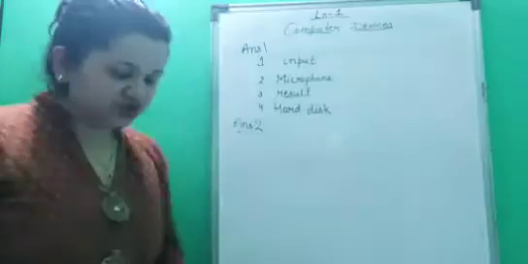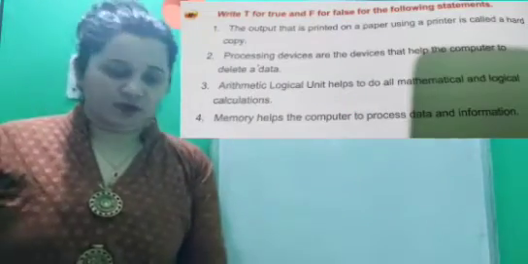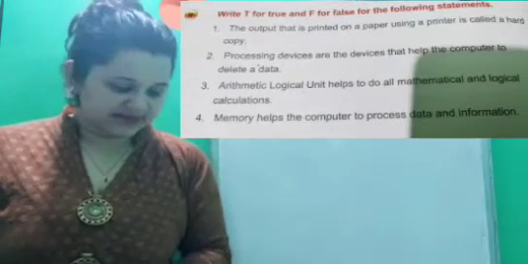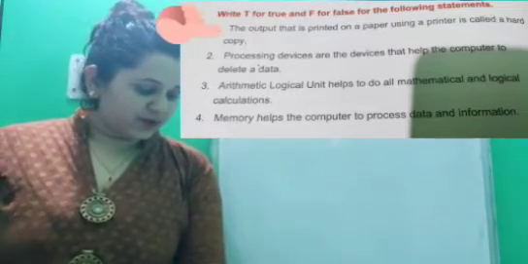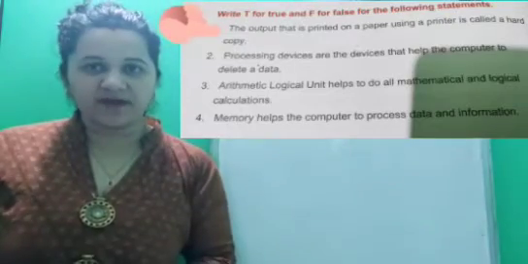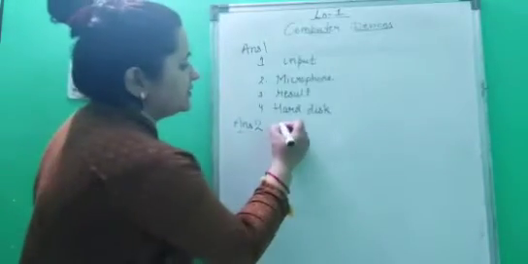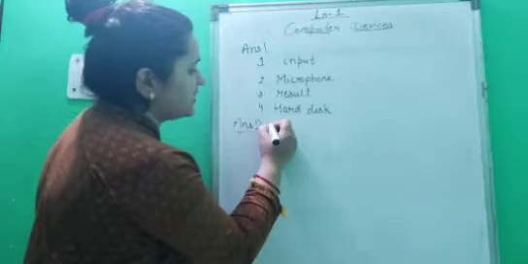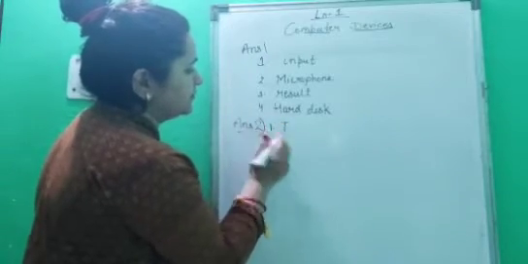Now come to question number 2, true and false. Write T for true and F for false for the following statements. First, the output that is printed on a paper using a printer is called a hard copy. Yes, children, this statement is true, so write down true.